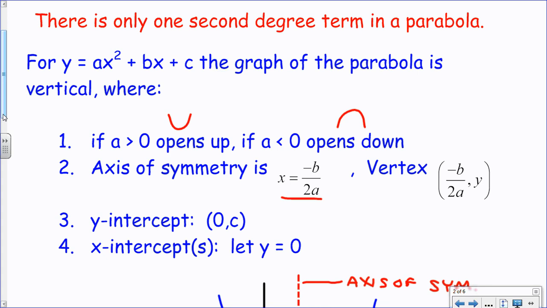Your y-intercept will just be 0, c, because if you plug in zeros for x, the first two terms cancel, just leaving you a c. And then for the x-intercept, you plug 0 in for y, and then factor most likely, or use the quadratic formula.